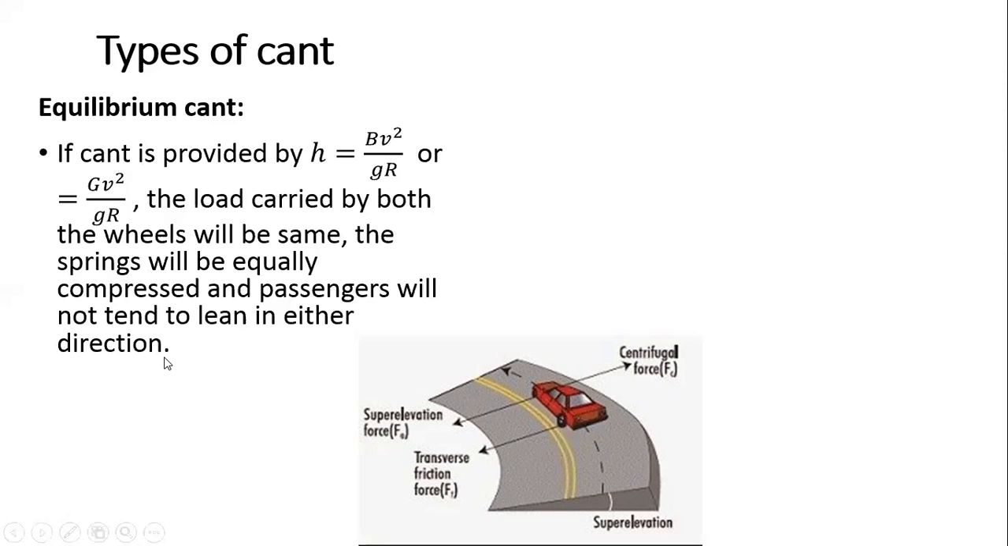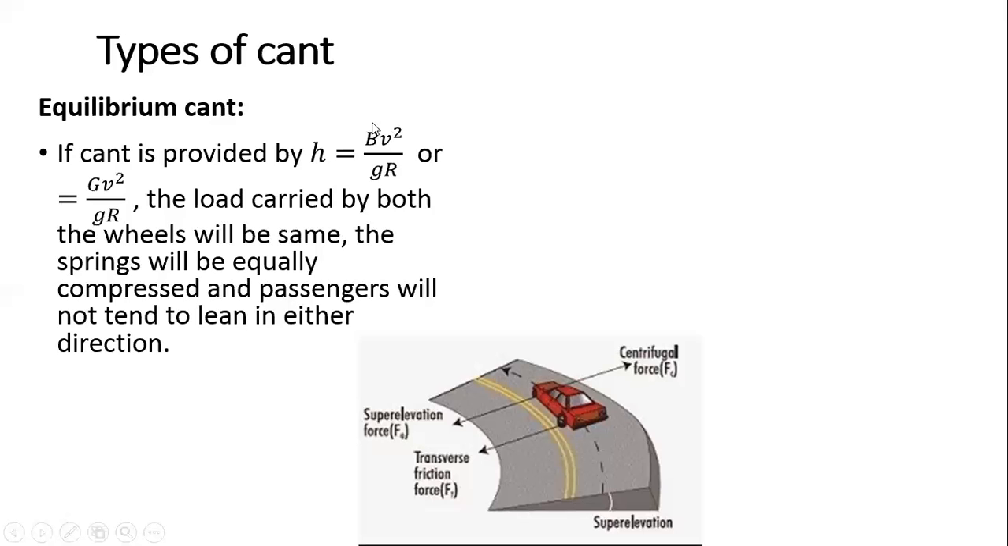Generally, you will notice that when you are moving in a vehicle, in a bus, and you are on the curve, you will lean to one side of the bus. Why? Because of this difference. That is, in that case, super elevation is not provided as per the requirement. If it is not provided as per the requirement, then the passenger will tend either to the left or to the right while moving on a curve. So that is called your deficient cant. If h is less than the desired value, then it is called deficient cant.